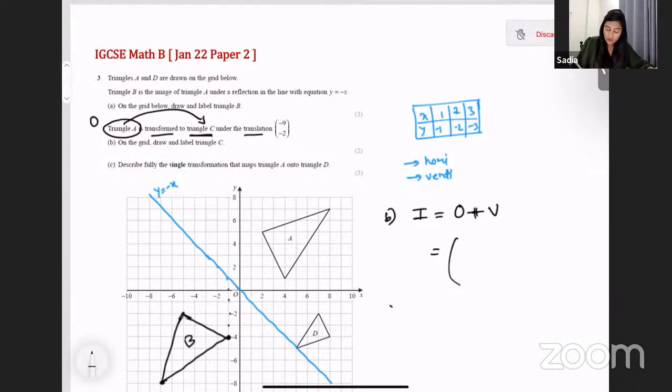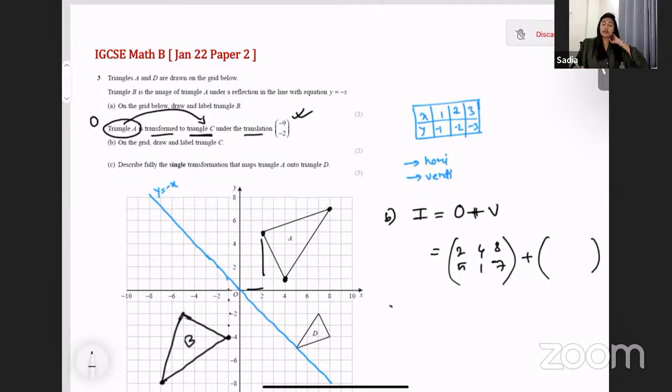So I will be using the coordinates of triangle A. From the diagram, you can just read the coordinates here. This one is 2, 5. Then we have this one 4, 1, and the last one 8, 7. These are the coordinates of triangle A, which is my object, and the vector is given. Since we are dealing with triangles, we have 3 vertices, so I will be writing this vector thrice. -9, -2, -9, -2.